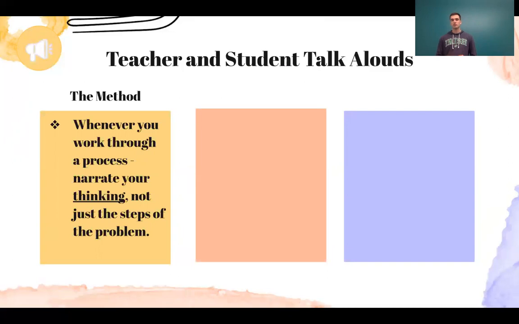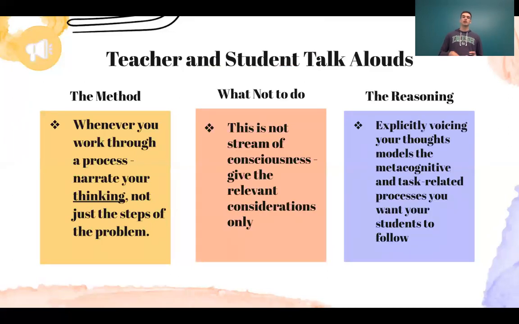What we don't want to do, though, is make a kind of stream of consciousness. So we don't want to just narrate everything that's in our heads, because of course that's a little overwhelming for students. Instead, we want to give the relevant considerations. So we have a plan in mind ahead of time about what we should cover and what complexities or complications we should highlight for students. The reasoning behind all of this is that when we explicitly talk through our mental process, then we're modeling for students how they might think about the issue.